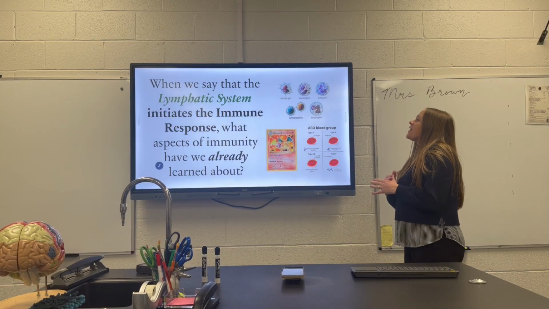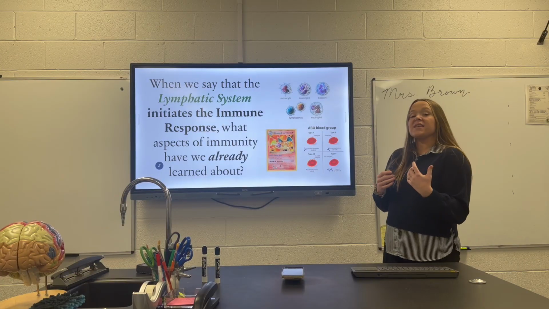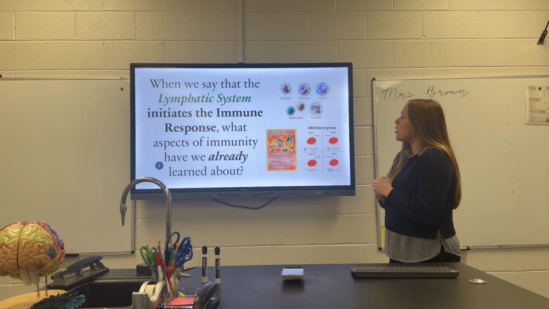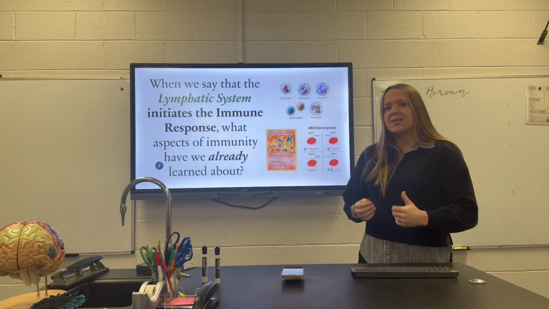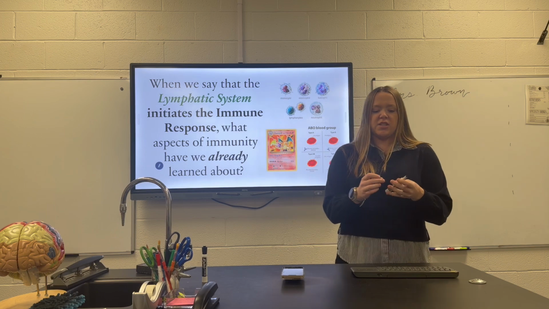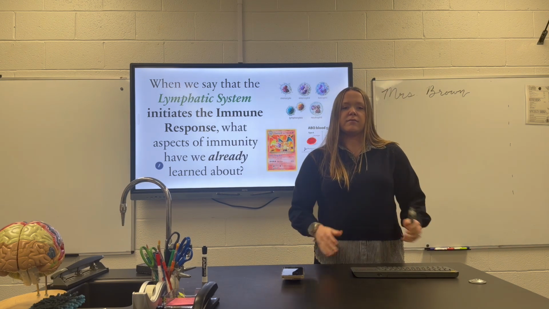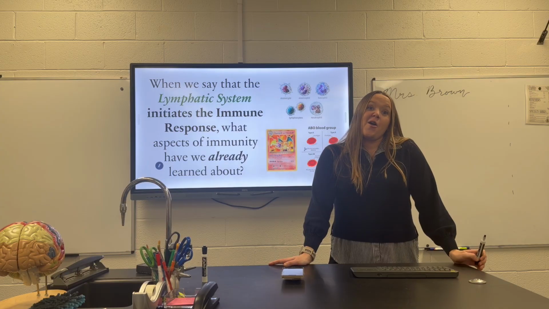When we say that the lymphatic system initiates the immune response, I want to just recall some things that we've already learned about the immune response. So, what aspects of immunity have we already learned about in class? You can pause and talk about it. What are some things you know about immunity, Landon? Well, you have your innate immune system, which is very good at the initial immune response.